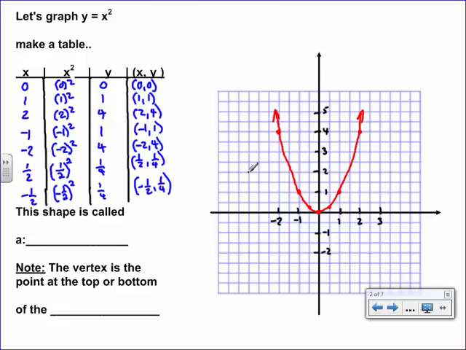And we have a name for it. The shape is called a parabola. The vertex is the point at the top or bottom of the parabola. In this case, it'll be at the bottom. If we had an inverted or upside down parabola, the vertex would be at the top, and we'll encounter examples of that later. So the vertex for this problem is the point 0, 0.